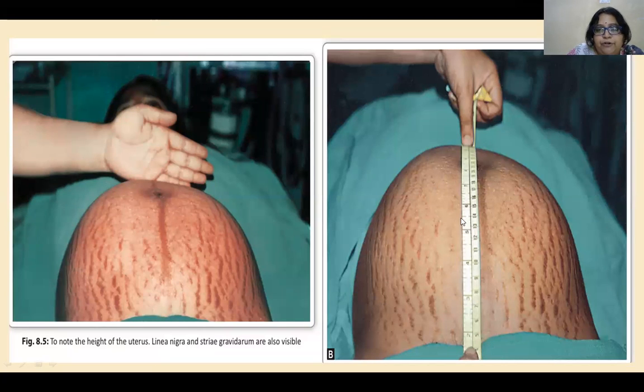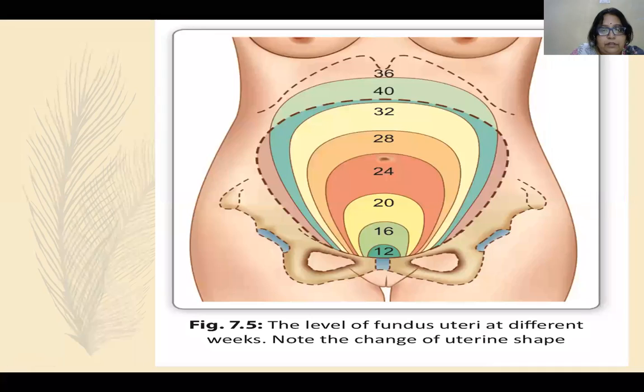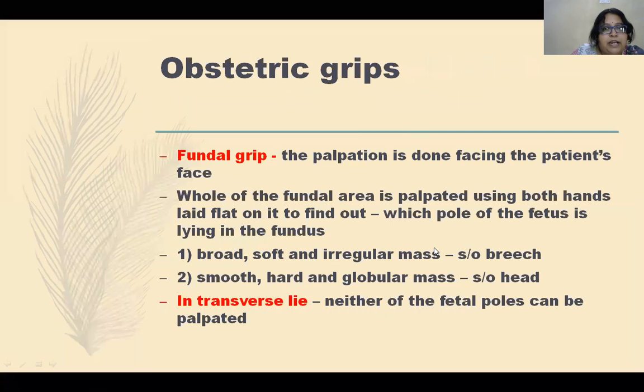And next you have to note down even the symphysiofundal height, where the height in centimeters will correspond with the weeks of gestation. Next, you have to take the abdominal girth. Next, conditions where height is less than the period of amenorrhea: mistaken dates, scanty liquor, growth retardation, fetal death. Next, where the height is greater than amenorrhea: mistaken dates, twins, polyhydramnios, big babies, any pelvic tumors, mole, or concealed accidental hemorrhage.